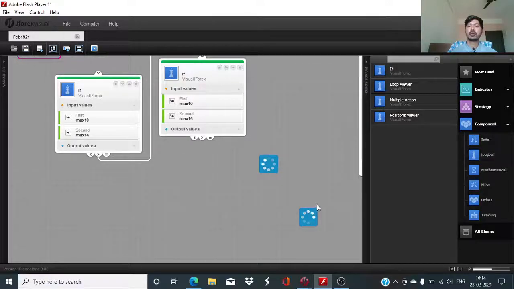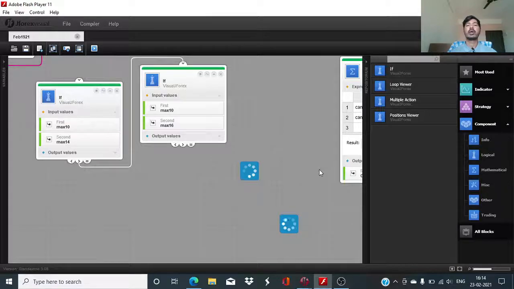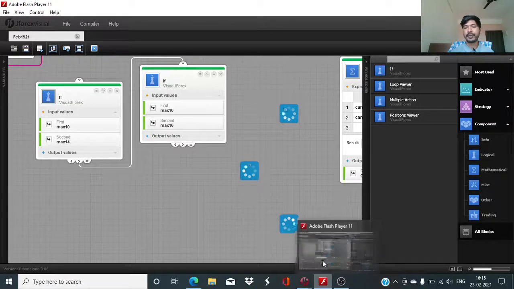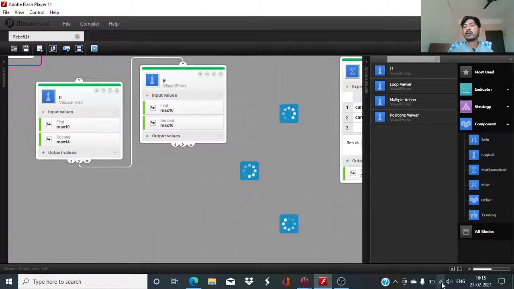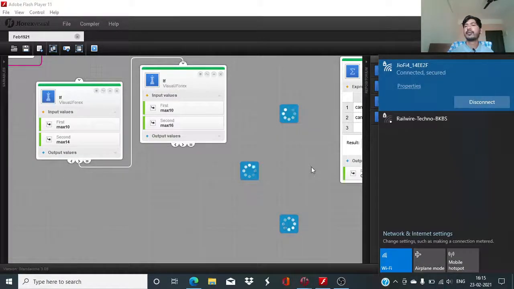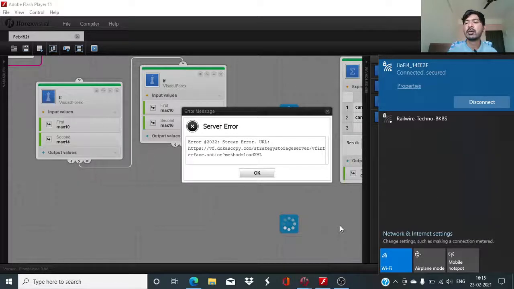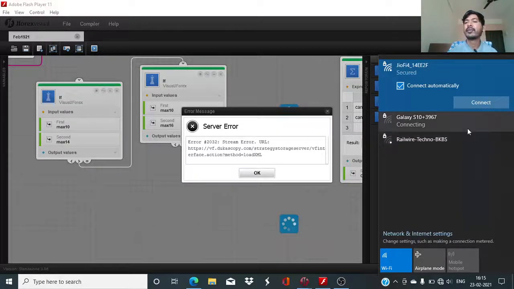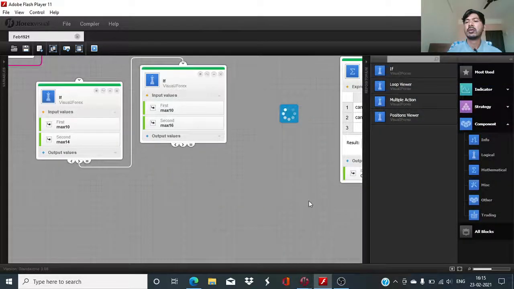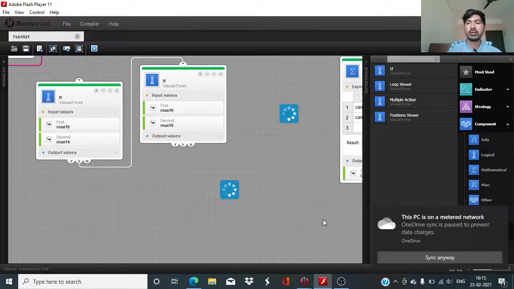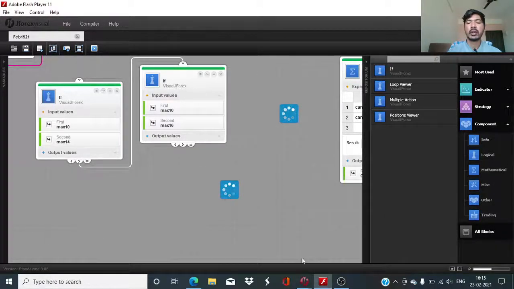A couple of if blocks more. Here it is taking a bit more time. Let me see what is wrong. I think there might be some problem with the net. I will fix it straight away. Just bear with me for a couple of seconds more. I think it should start working now.